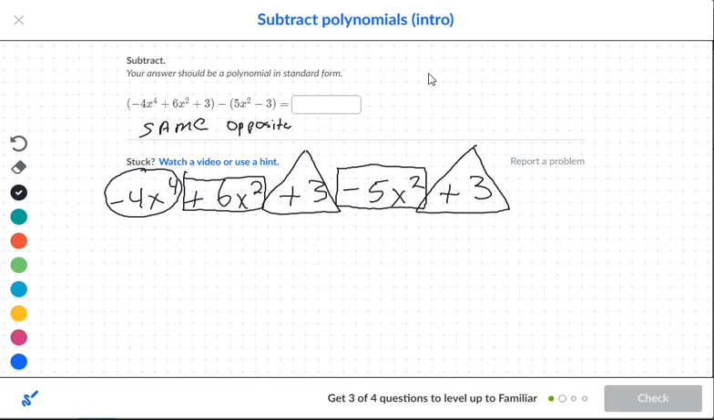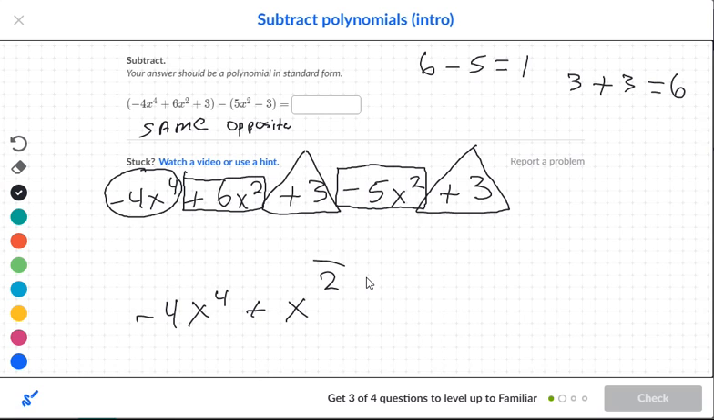Okay, so what I have is the following. I have the negative 4x to the fourth, and there's no other circle. I have two boxes. I write down my coefficients. One is a 6, the other one is a negative 5. So 6 minus 5 is 1. So I'm going to simply say plus x to the second. Actually not coefficients, but constants. I got 3 plus 3. So 3 plus 3 is 6. So that's my answer there.